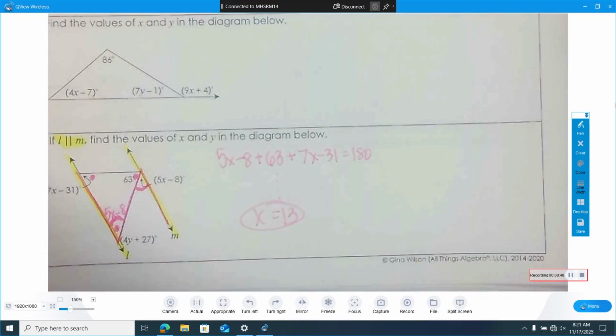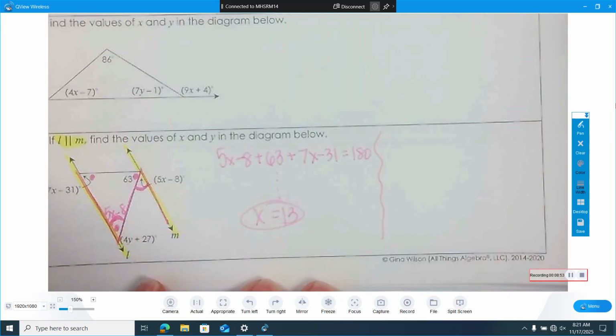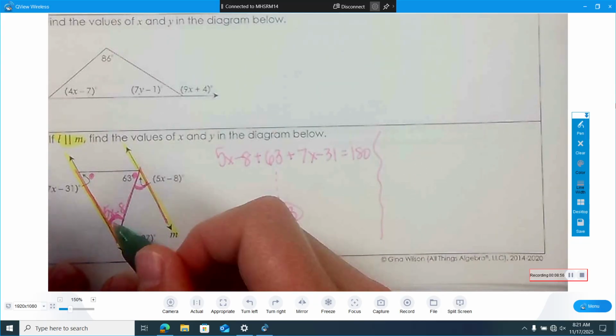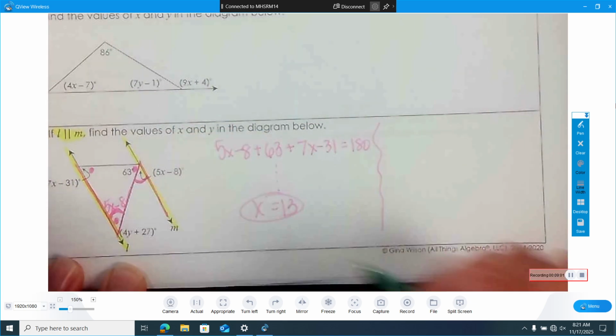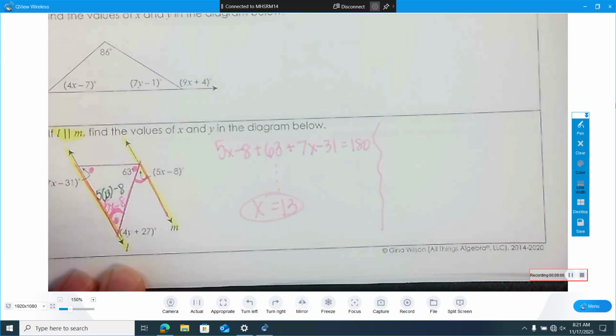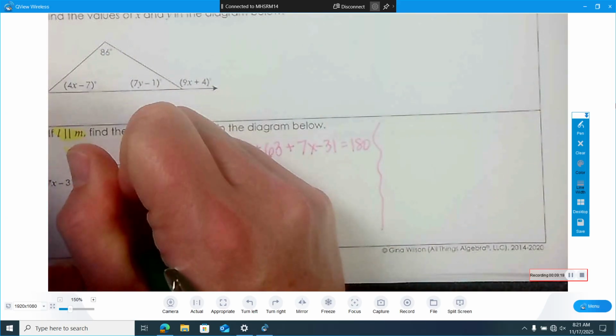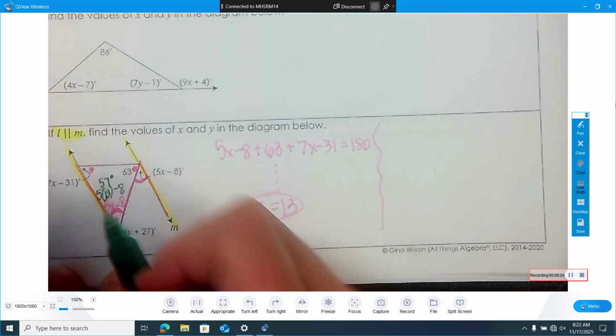Okay, now what should we do? Now that we know that x is 13, how are we going to figure out the y? Plug it into the 5x minus 8 so that we have a linear pair. Oh, lovely word usage. I love that. So plug it into the 5x minus 8. So we're going to do 5 times 13 minus 8. What is 5 times 13 minus 8? 57? All right. So this angle is 57 degrees.